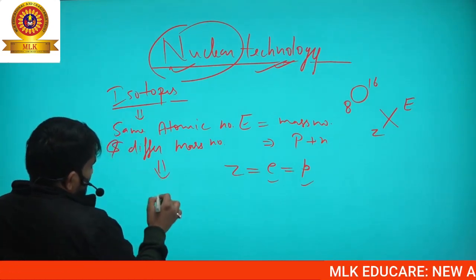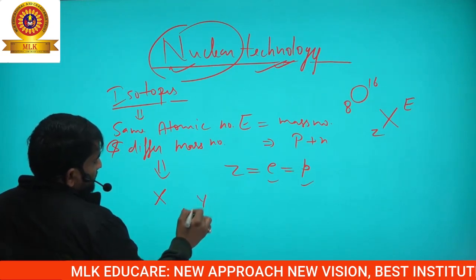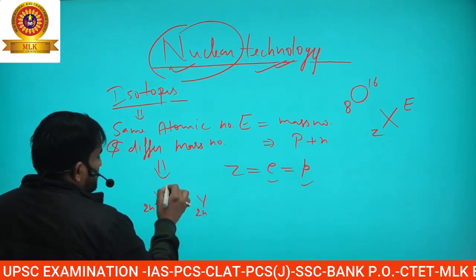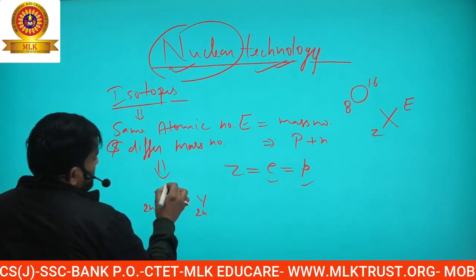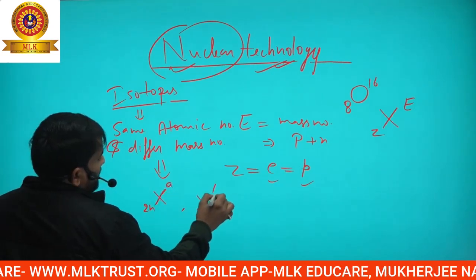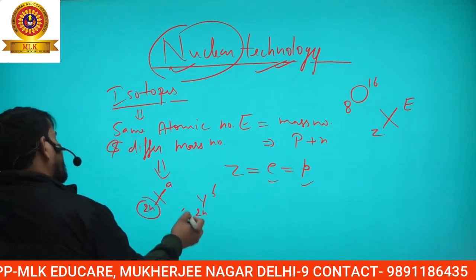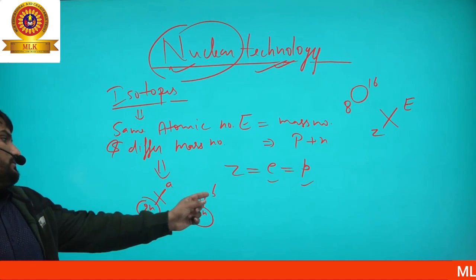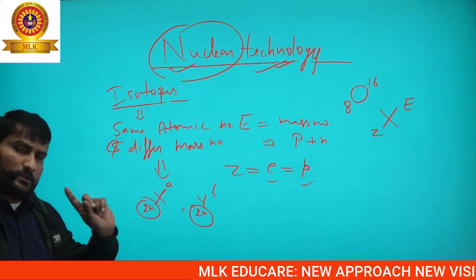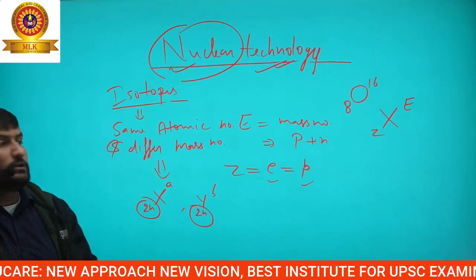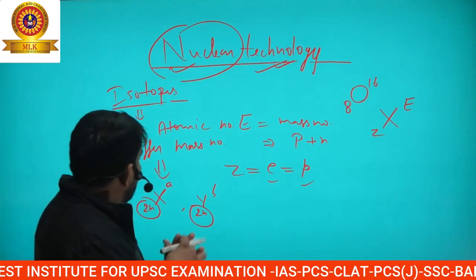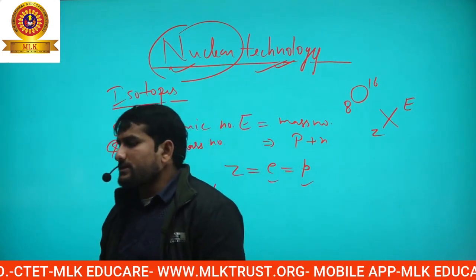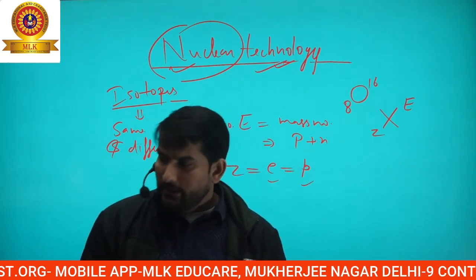Suppose here is atom X and atom Y, so here is Z and Z, with mass numbers A and B. That means the atomic number is the same and the mass numbers are different, mass number A but mass number B. So when the atomic number is the same and the mass numbers are different, the atoms are considered isotopes.